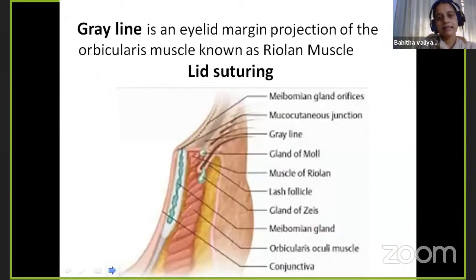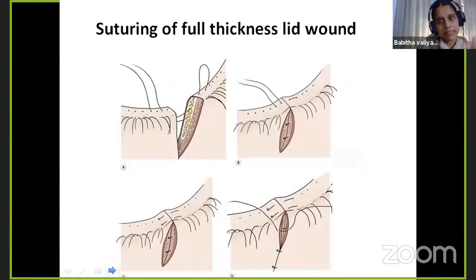Then the gray line is the eyelid margin projection of the orbicularis muscle, known as the muscle of Riolan. It has a very important role in full thickness lid wound suturing. In wound suturing, first we have to align this gray line to get a better apposition of the wound.